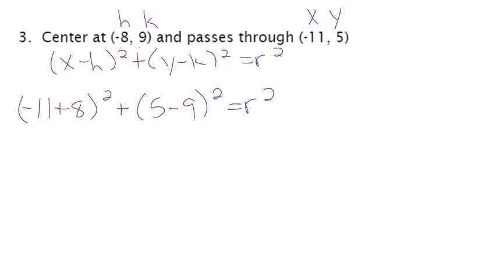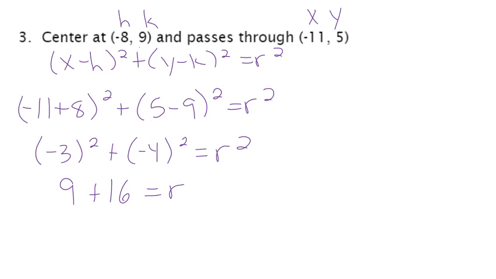And then we're going to go ahead and simplify. So we get negative 3 squared plus negative 4 squared equals r squared. That's 9 plus 16 is r squared. And then if I wanted to find the radius, I could leave it as r squared because that's really all we needed for the formula, but we do get the radius to be 5.